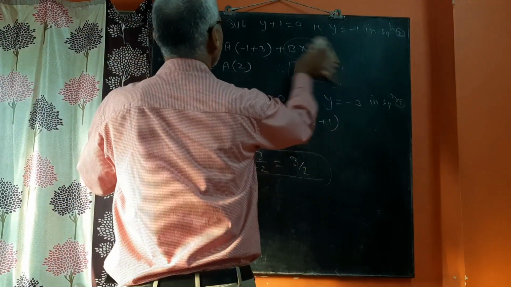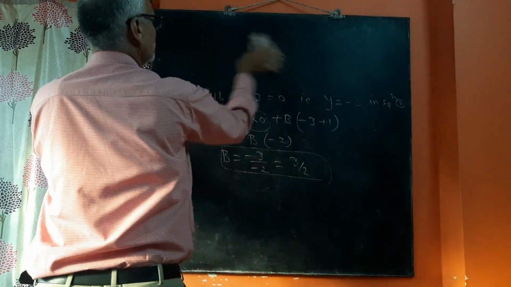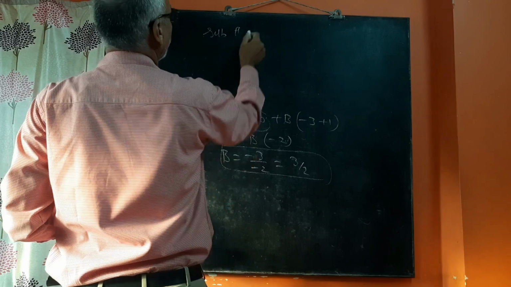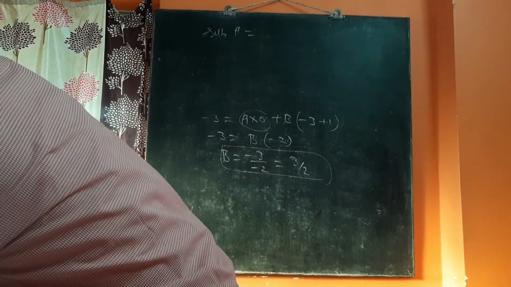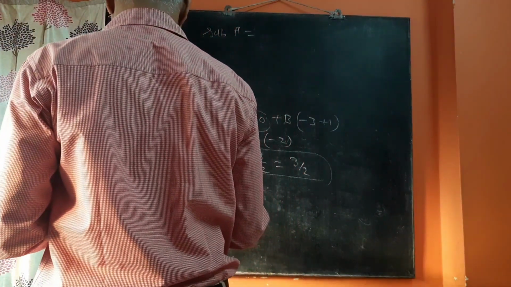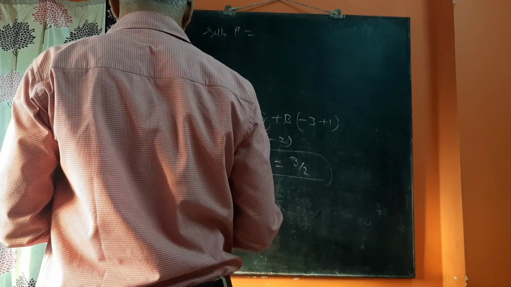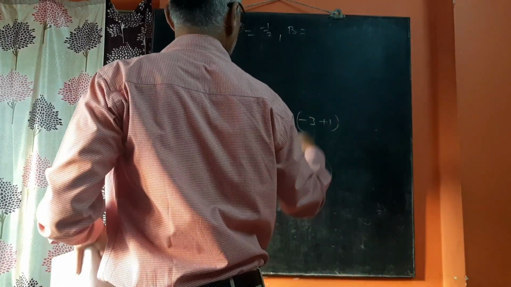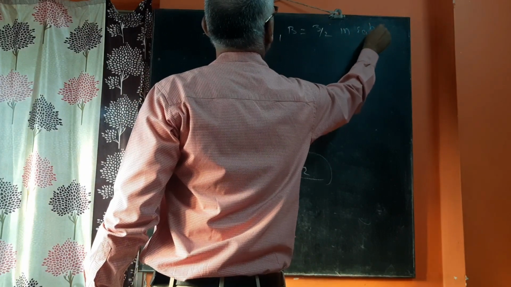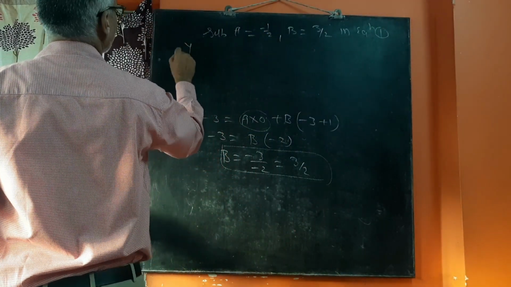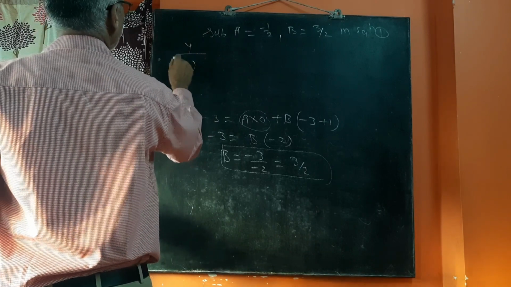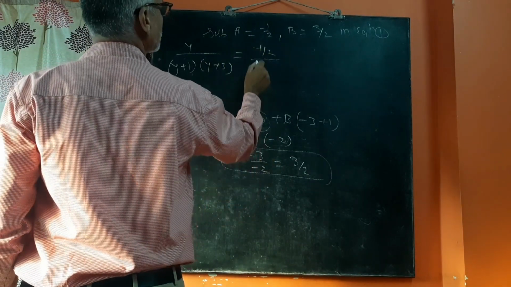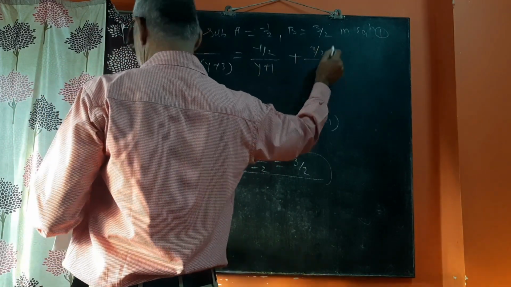Substituting the values of a and b in equation 1. Substituting a equals minus 1 by 2 and b equals 3 by 2 in equation 1, we get y upon (y plus 1) into (y plus 3) is equal to minus 1 by 2 upon y plus 1 plus 3 by 2 upon y plus 3.